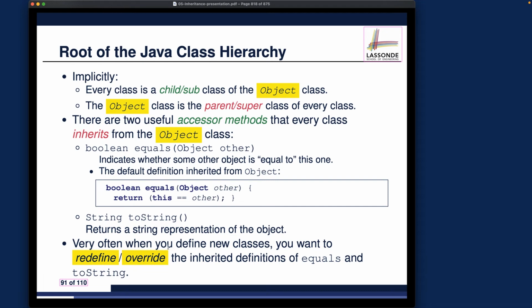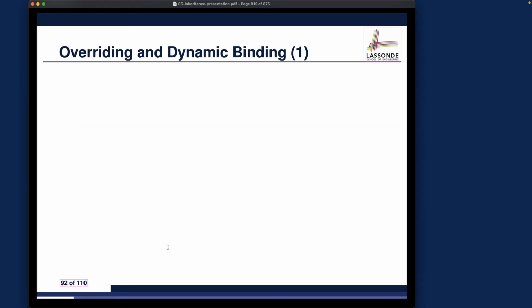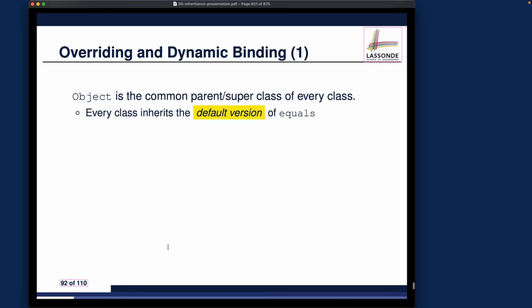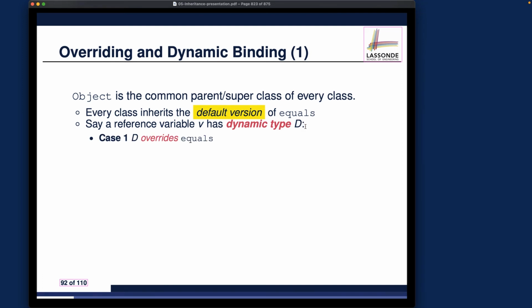Okay, let's talk about the equals method first. Let me go over some principles with you, and then let's see some examples to concretize the idea. Every class inherits the default version of equals. Of course, you can choose to override it. Let's say we have a reference variable v that has a dynamic type D, and we have 3 cases in total. Case number 1: the dynamic type D overrides the equals method. Because of dynamic binding, when you say v.equals, it's only going to call the overridden version of equals in class D, which is its dynamic type. Case number 1 is very straightforward.